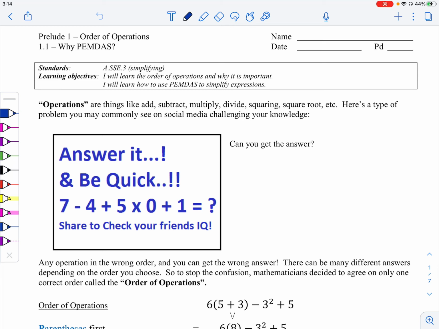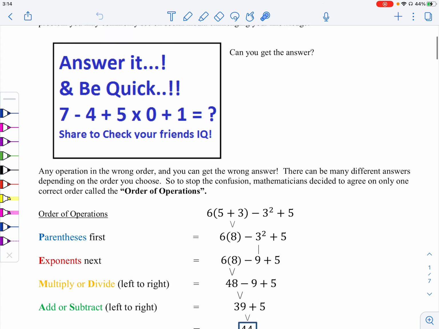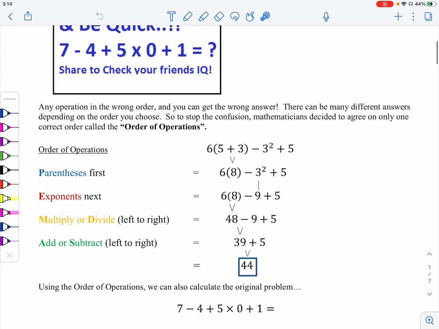Why PEMDAS, right? So we're going to go over order of operations again using PEMDAS. Our operations are anything like add, subtract, multiply, divide, squaring, square root. Those are all types of operations that we use. So we're going to look at this first example here.